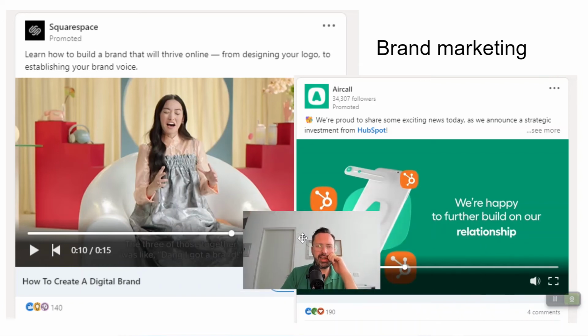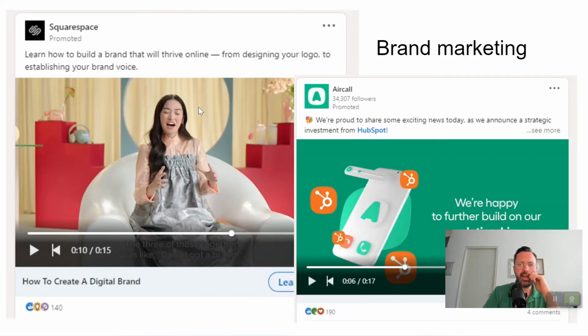Okay, 2 good examples of brand marketing. Now, I just want you to look at the style of the Squarespace ad. It's creative. It's almost like a consumer ad that you would see on TV. Okay, it's not a single image ad, so I'm cheating a little bit with these brand marketing ones, but it could easily be a single image ad with this kind of creative imagery.